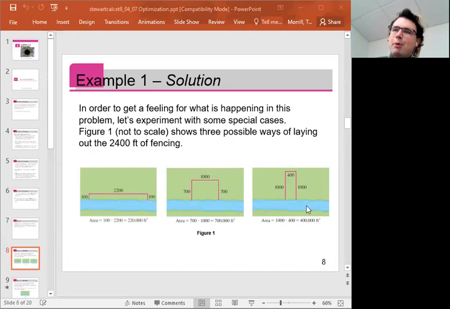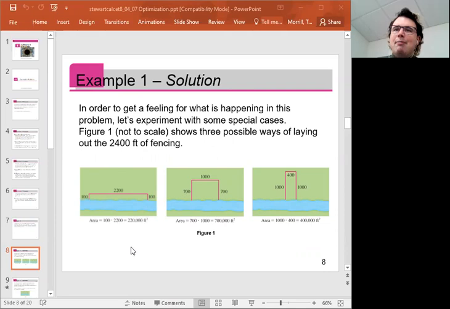So here are a couple different diagrams of different fences. Each one of them has a perimeter of 2,400 feet. Each one of them is a rectangle with an open side here for this river. And I can figure out that depending on how I've built the fence, I do get a different amount of area inside of that fence.